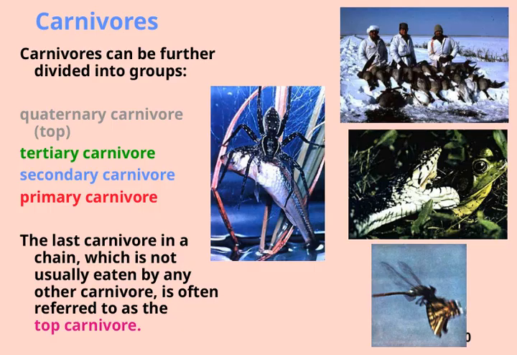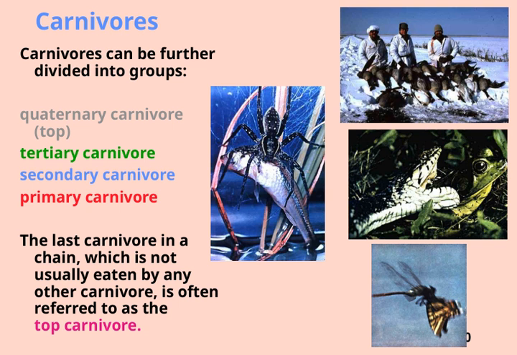interconnected. Now, let's take a closer look at carnivores. Carnivores can actually be divided into different groups based on their position in the food chain. At the top, we have the quaternary carnivores, which are often considered the apex predators. Beneath them are tertiary carnivores, then secondary carnivores, and finally primary carnivores. The key idea here is that each level depends on the one below it for food.